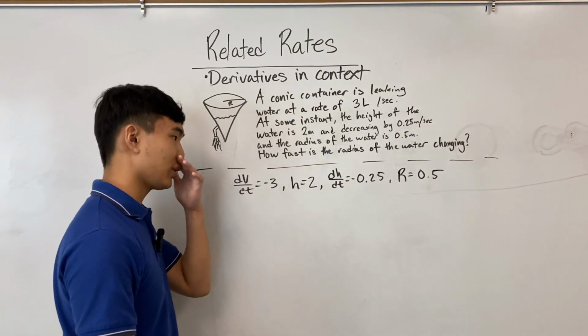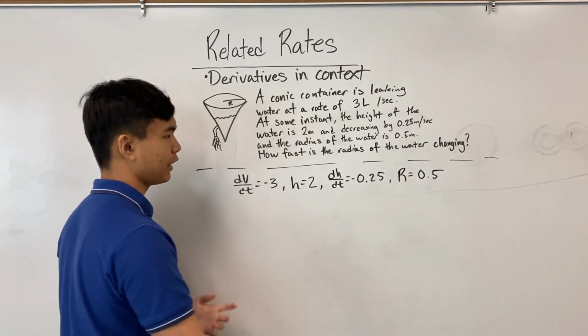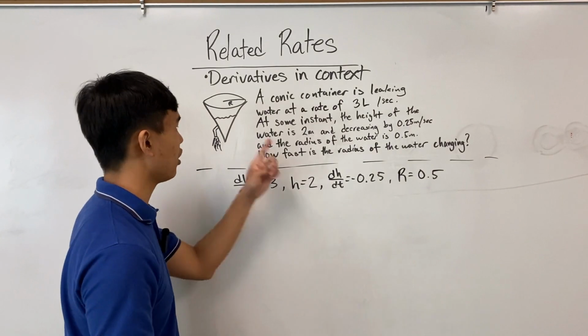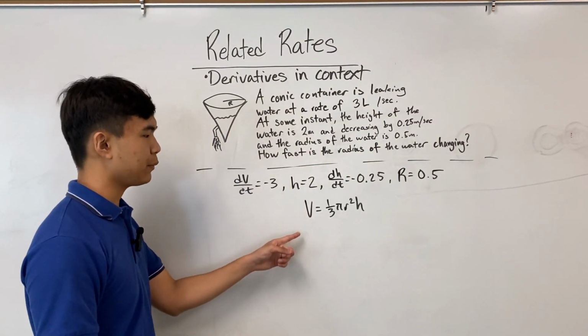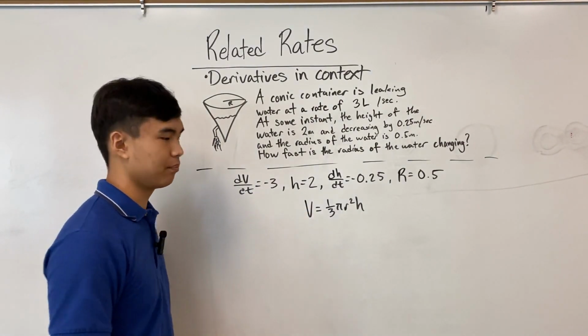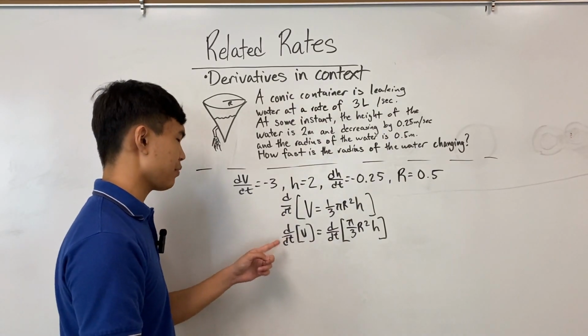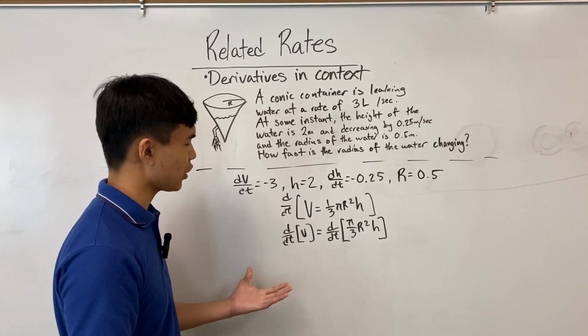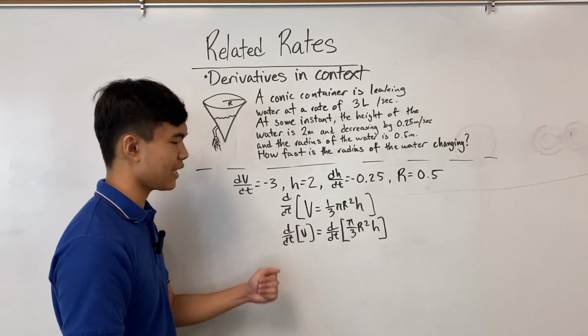So first we need to find an equation that relates all of these quantities, and the equation that we're going to use is the equation for the volume of a cone, like so. And we're going to differentiate this with respect to time, like so. We have to find the derivative with respect to time of V. Well, we don't actually know what the V function is, so we're going to leave it as dV/dt.